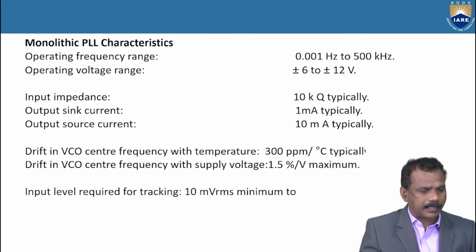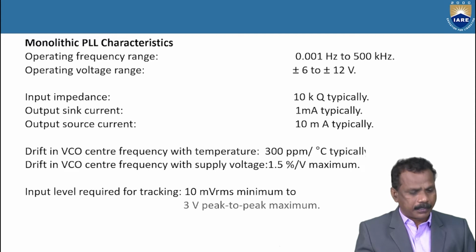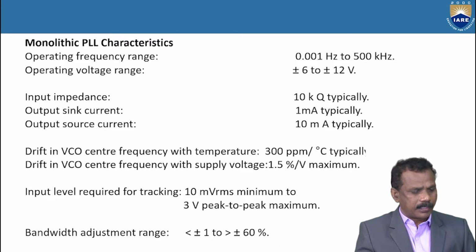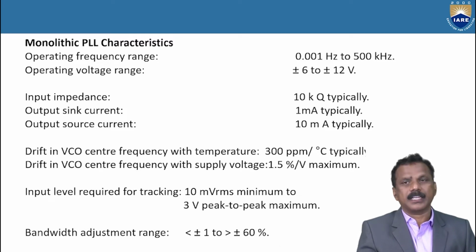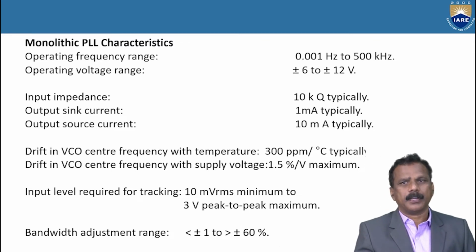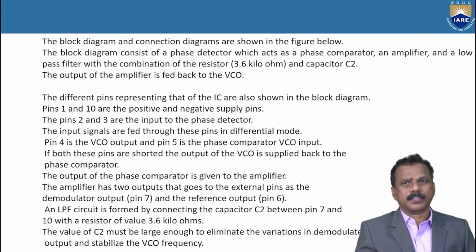Next characteristic, the input level requirement for tracking is 10 milliVRMS minimum to a maximum of 3 volts peak to peak. The bandwidth adjustment range is less than plus or minus 1% to greater than plus or minus 60%. These are the monolithic PLL characteristics.